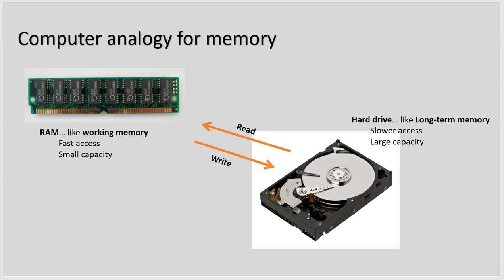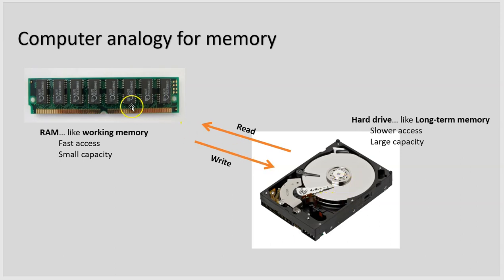Finally, we'll wrap this summary up with a couple of analogies that we'll encounter in the lesson. First, we'll take the computer analogy for memory. Like brains, computers have two kinds of memory: a short-term, fast-acting memory, kind of like our working memory, and a slower but larger capacity long-term memory system, the hard drive.